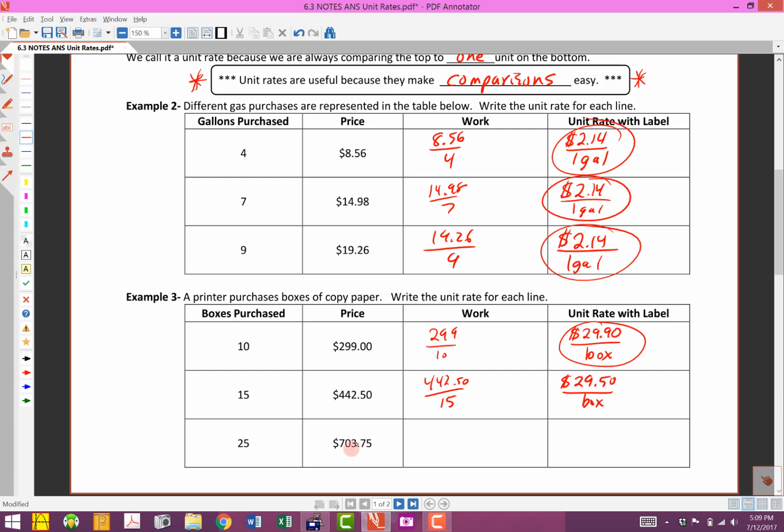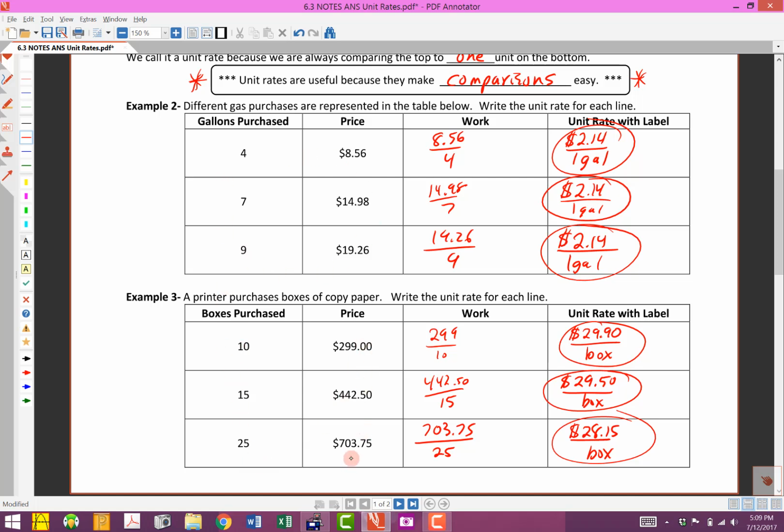And then 25 boxes for $703.75. So again, when we set up the ratio, or set up the rate if you wanted to think of it that way, we're going to go ahead and simplify this. We're going to see how many times 25 goes into this. We're going to end up with $28.15 per box.